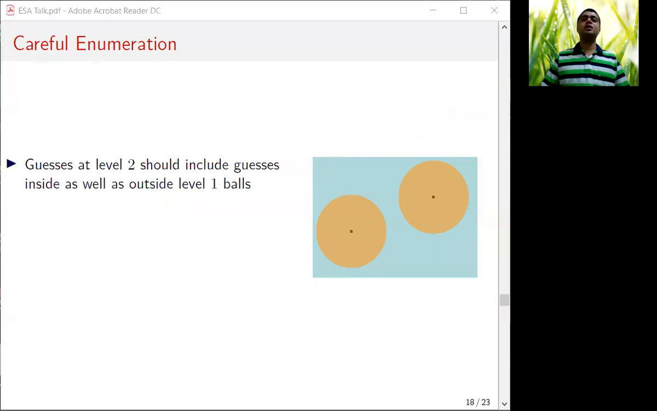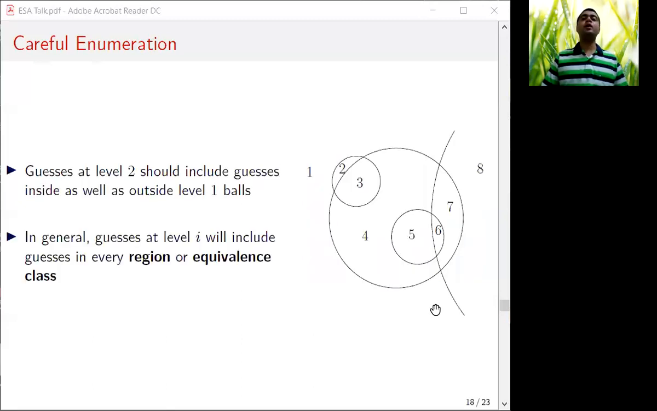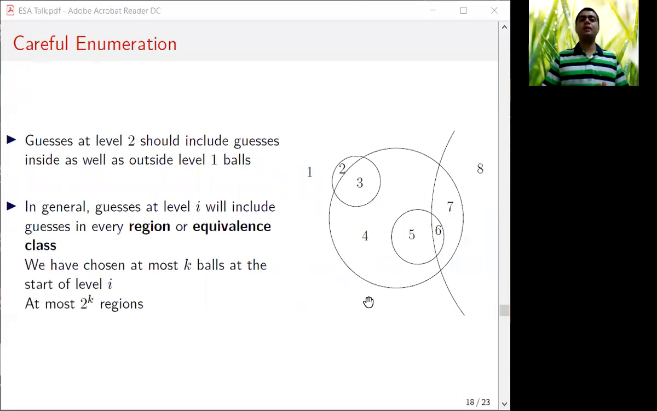And so to summarize, when we are guessing locations of level 2 balls, the guesses have to be made in this blue region outside level 1 balls, as well as in each of these level 1 balls. So the guesses have to be made in each of these orange balls and in the blue region. And in general, if we are at level I, then we have already chosen some larger balls from level 1 through I minus 1. At any point in the algorithm, we have chosen at most K balls, which induces these 2 to the K regions, right? And we have to do this kind of guessing in each of these 2 to the K regions. So let's look at this in more detail.